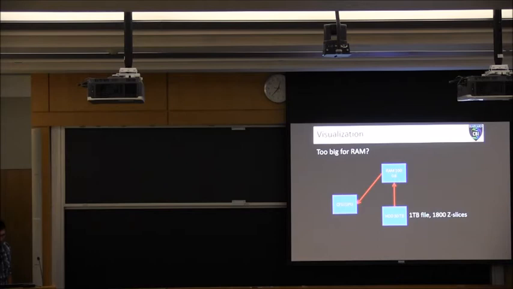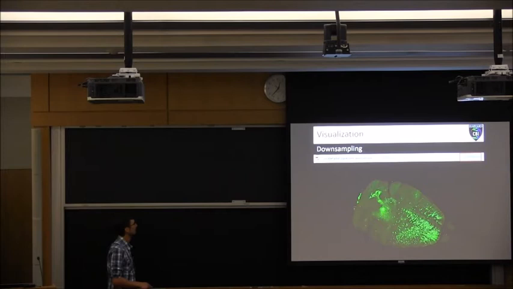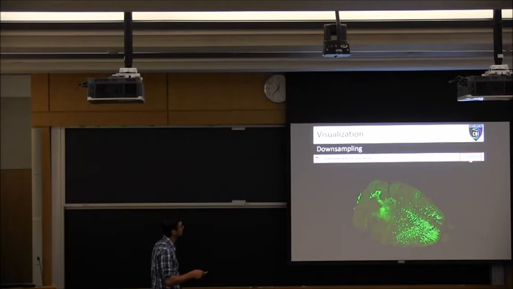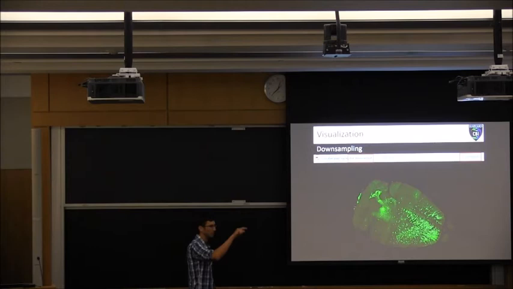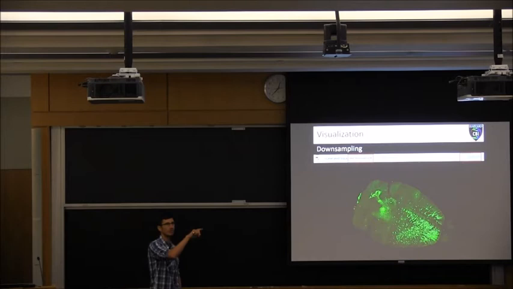So one of the options is to downsample your data. Okay? So you can see this image here is only 12 gigabytes, and that's because I did a 4x4 downsampling on it. So what that means is that for every 4x4 square of pixels, so we're using 16 pixels in the original image, I just said what's the mean intensity of those 16 pixels and replaced them with one pixel of that intensity.